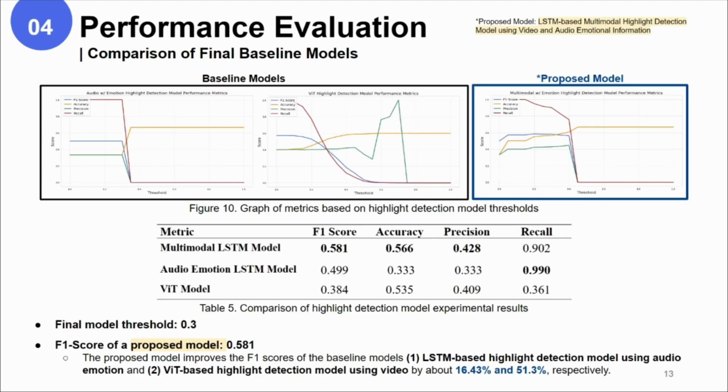And this is the final comparison. Below is the performance comparison table between the highlight detection baseline models and our proposed model. The F1 score of the proposed model was 0.581, which is higher than the LSTM-based highlight detection model using only audio emotion and the ViT-based highlight detection model using only video by about 16% and 50% respectively.